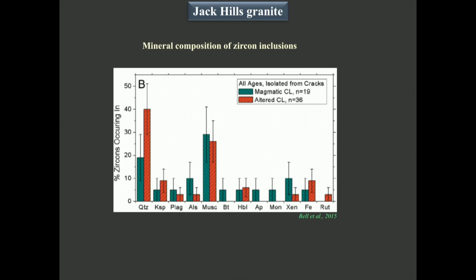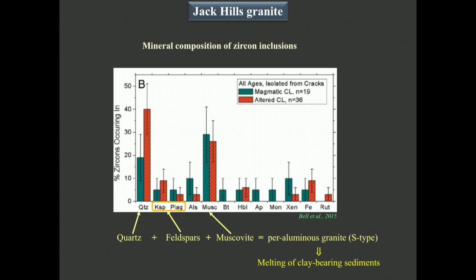So now we can try to look more carefully to the data. And if we look at the minerals in inclusion in the zircon crystals, we can see that we have quartz here, we have feldspar, as we have seen, and we have mica muscovite. And this kind of composition, quartz, feldspar, and muscovite, is typical of what we call paraluminous granite. So that the geologists call S-type granite. S is for sedimentary origin. So this kind of granite is generated by melting of clay or mica-bearing sediments.